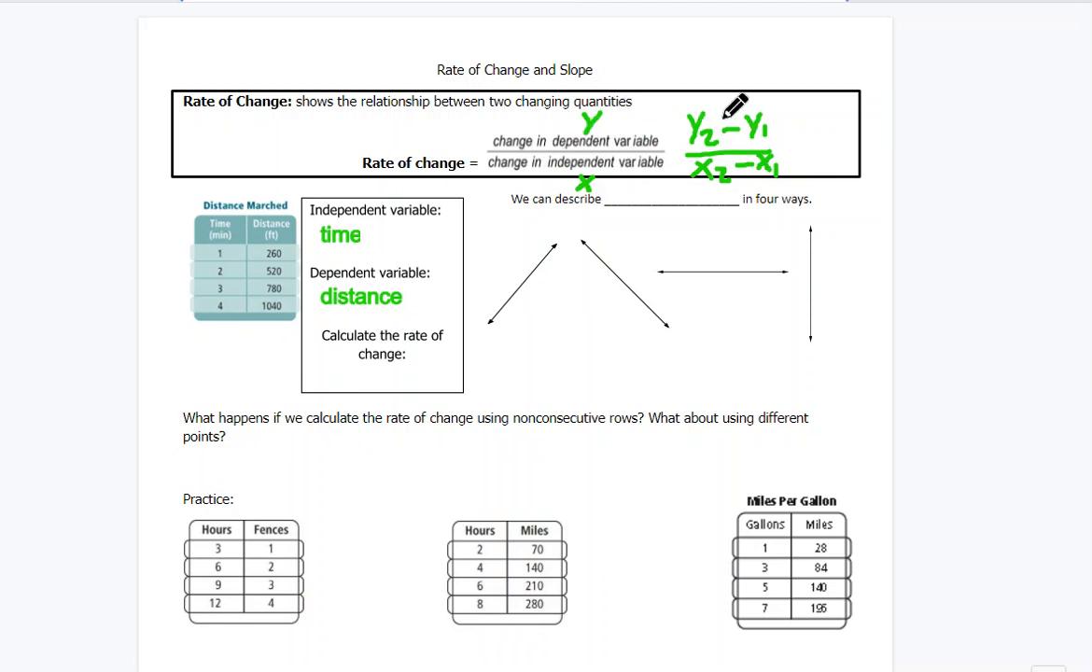Okay, so change in y over change in x. We take our second y value minus our first y value, and we put it over our second x value minus our first x value, or y2 minus y1 over x2 minus x1.